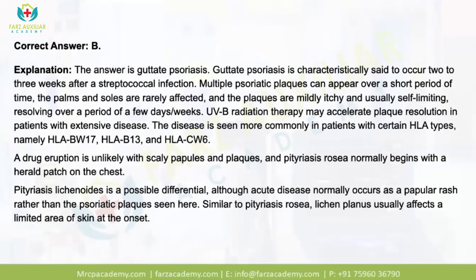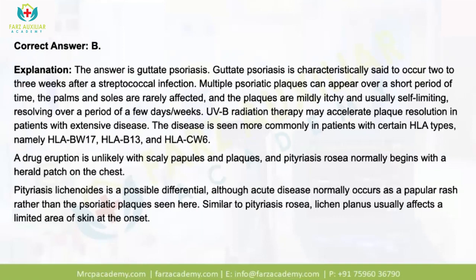Multiple psoriatic plaques can appear over a short period of time. Palms and soles are rarely affected. The plaques are mildly itchy, self-limiting, resolving after a few weeks. UVB radiation may accelerate plaque resolution in patients with extensive disease, and it has been associated with HLA-Bw17, HLA-B13, and HLA-Cw6. Drug eruption is unlikely with scaly papules and plaques.